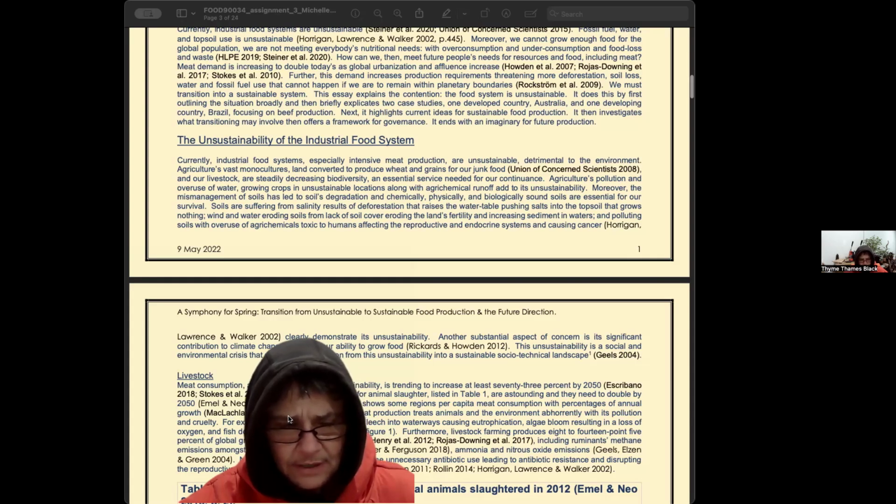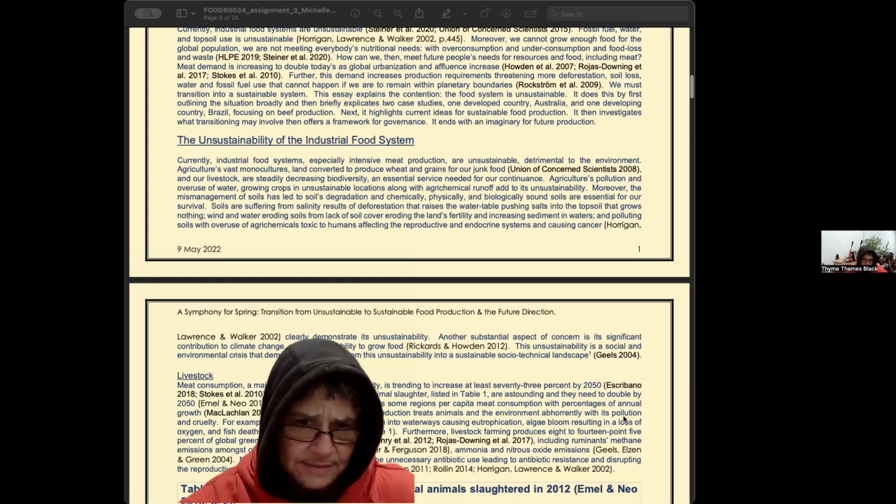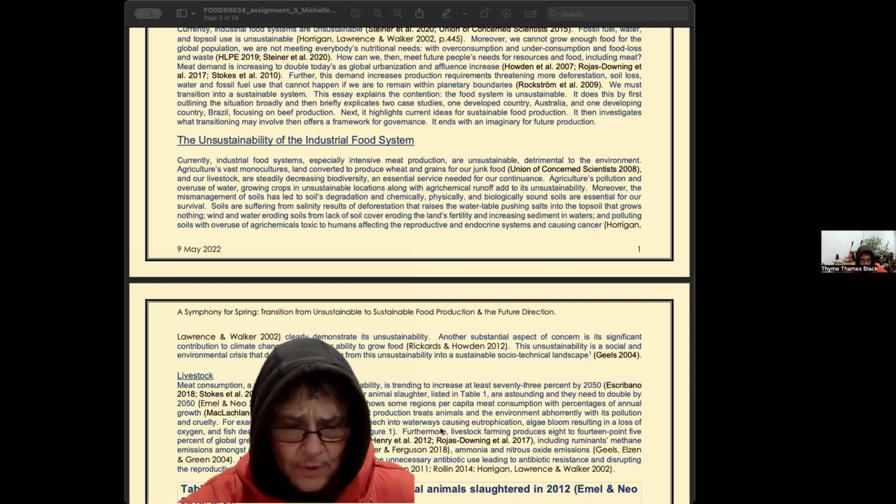McLaughlin, 2015. Moreover, industrial meat production treats animals and the environment abhorrently with its pollution and cruelty. For example, manure and agrochemicals leach into waterways, causing eutrophication and algae bloom, resulting in a loss of oxygen and fish deaths known as dead zones, see Figure 1.